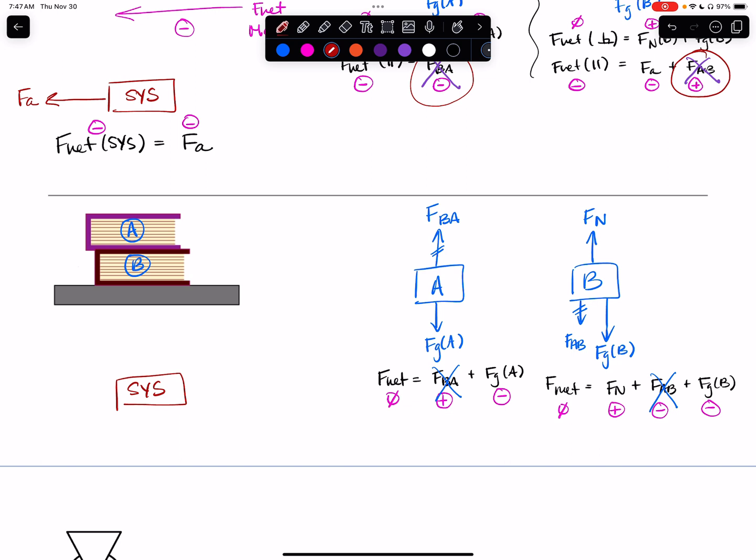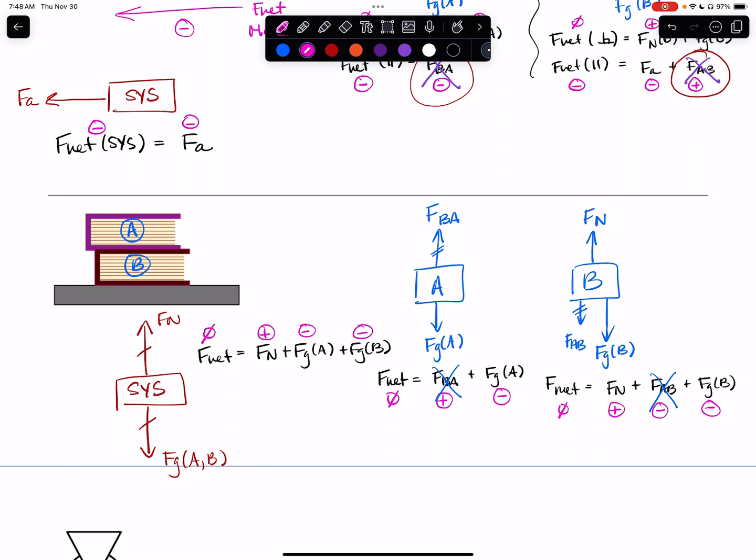I'm going to have a normal force, and that normal force is equal and opposite to my gravitational force of A and B added together. These two are equal and opposite, which is what we would expect because the objects aren't moving. So our FNet is going to be equal to that normal force plus the force due to gravity on A plus the force due to gravity on B. For our signs, we have a positive normal force, a negative gravitational force for A, a negative gravitational force for B, and an FNet equal to 0.